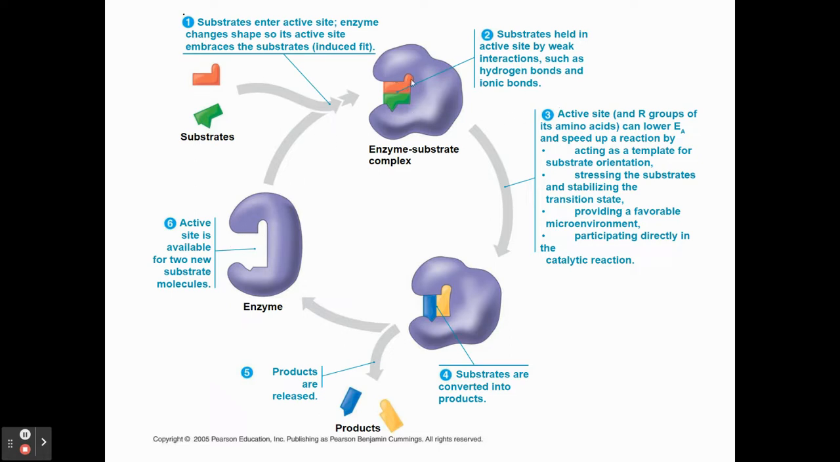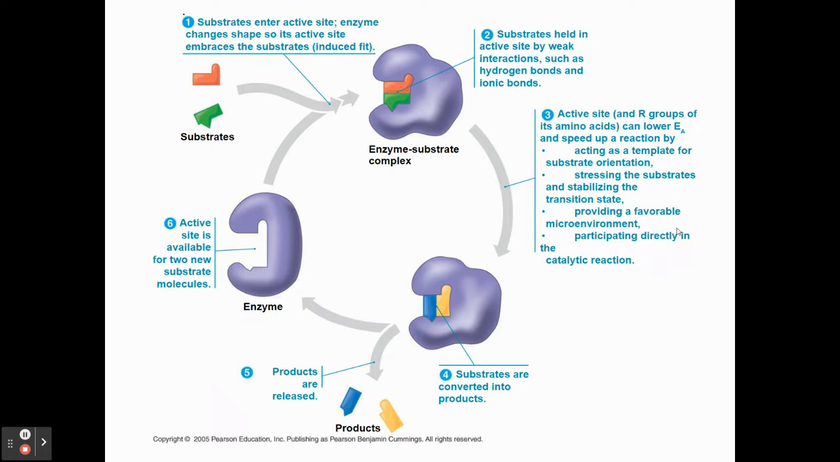And once a substrate molecule is bound inside that enzyme, it's going to speed it up in a variety of different ways. It says over here under number 3, acting as a template for substrate orientation, meaning it's going to orient those two substrates in a manner that's going to make breaking the bonds or creating the bonds more likely. It's going to stress and/or stabilize the substrate molecules as they're going through what we call the transition state, whether that's a breaking catabolic reaction or an anabolic reaction.